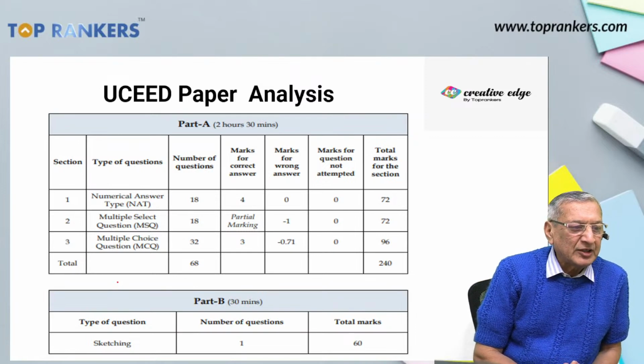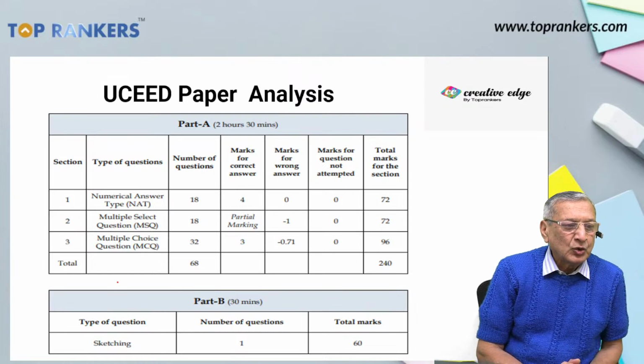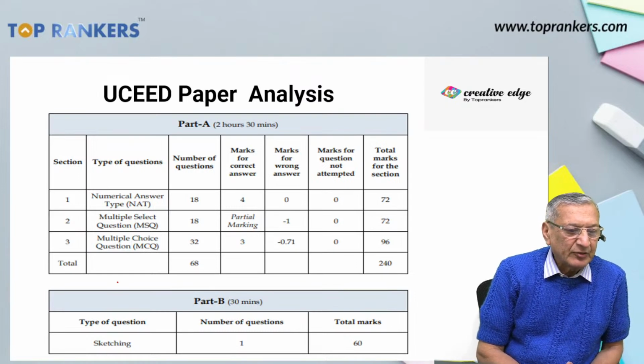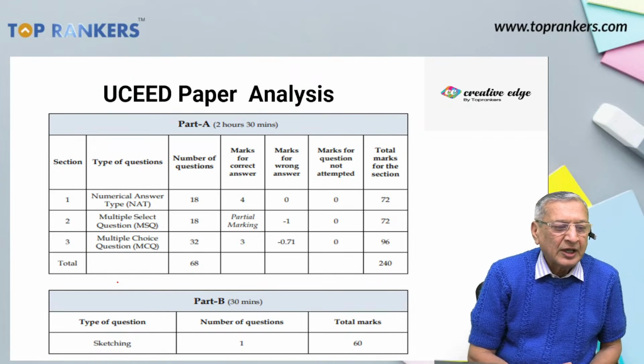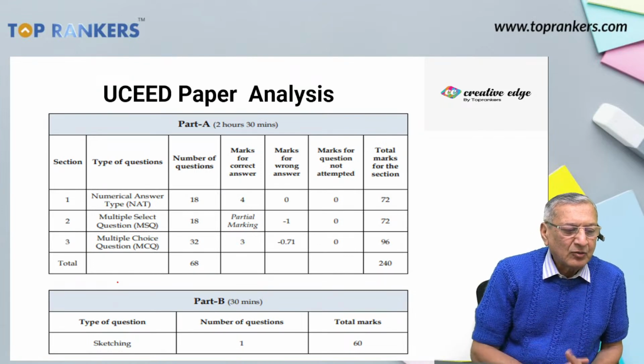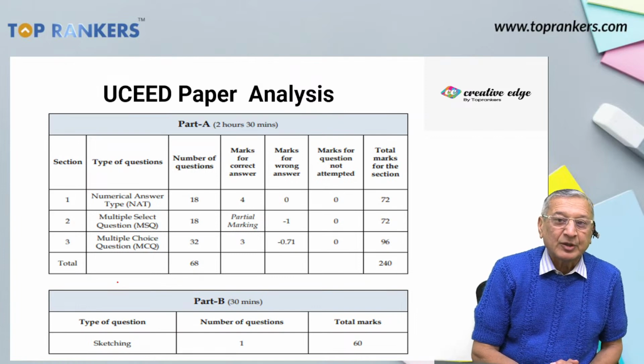Let us first of all understand what the paper was like. UCEED paper analysis: part A had 2 hours 30 minutes. There were altogether 68 questions comprising 240 marks. Part B, for which I am here with you, has only one question of sketching, but 60 marks.